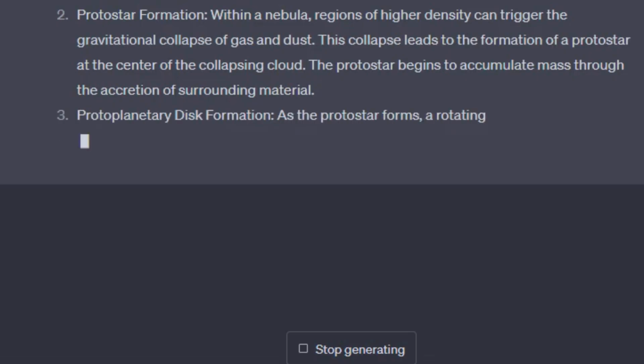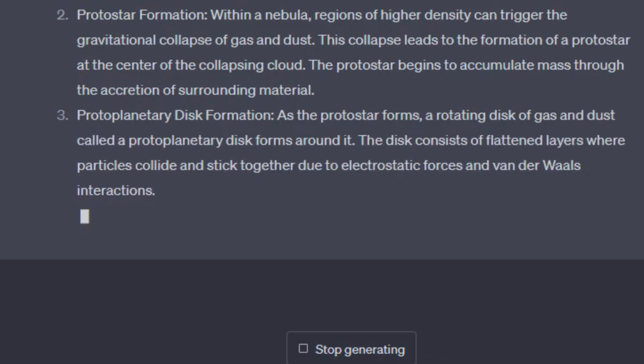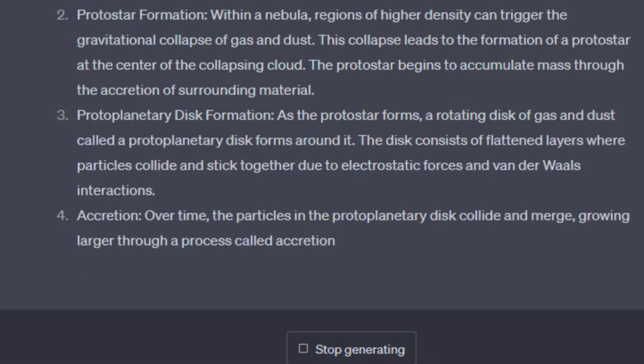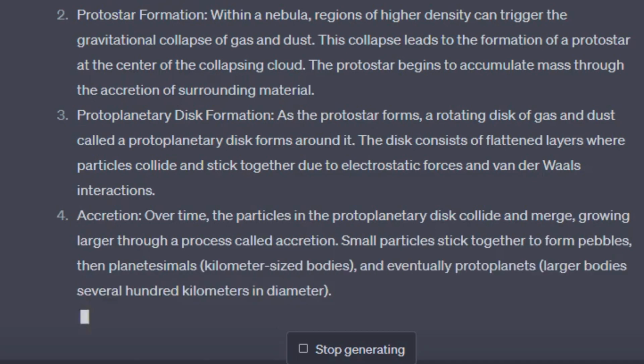3. Protoplanetary disk formation. As the protostar forms, a rotating disk of gas and dust called a protoplanetary disk forms around it. The disk consists of flattened layers where particles collide and stick together due to electrostatic forces and van der Waals interactions.